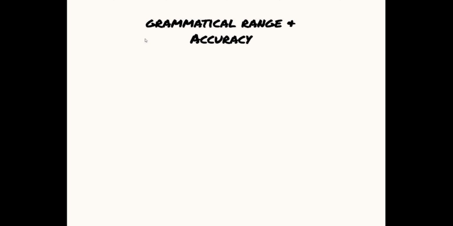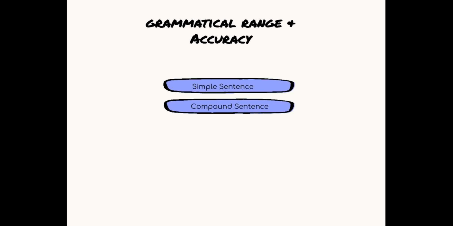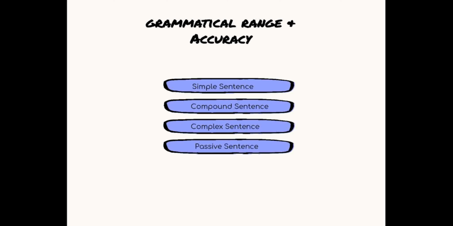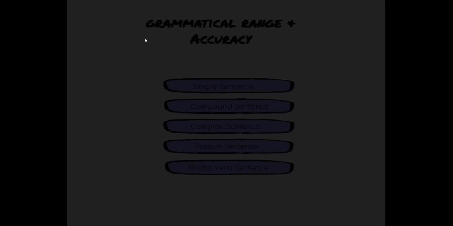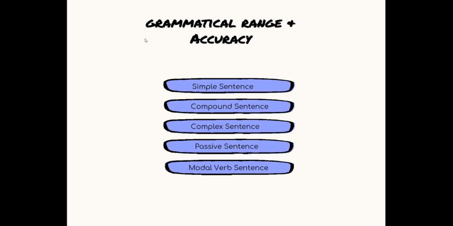Next is grammatical range and accuracy. Now, in this, you need to fill your essay with different sentence structures. So, let's go through them. Simple sentence, compound sentence, complex sentence, passive sentence, modal verb sentence. Again, there is a different video that will cover all these types of sentences with examples and with a proper technique and format. Again, the link is in the description box.